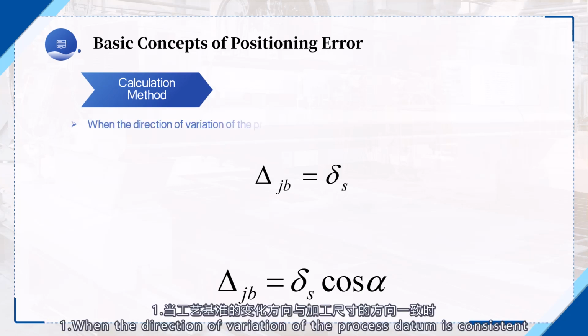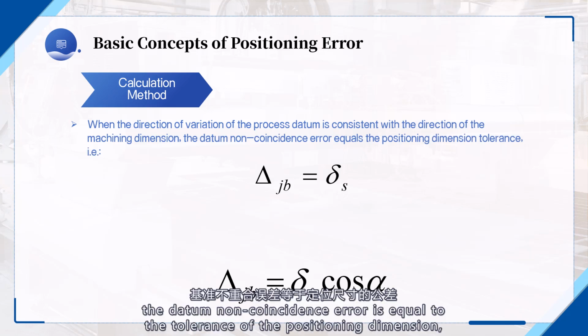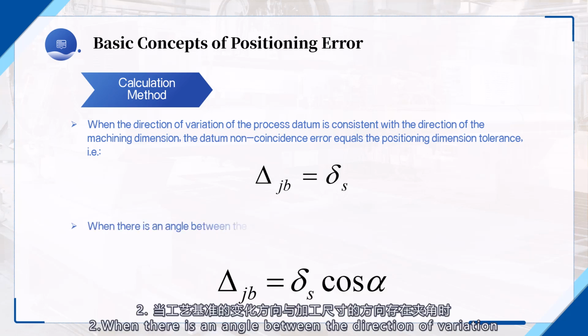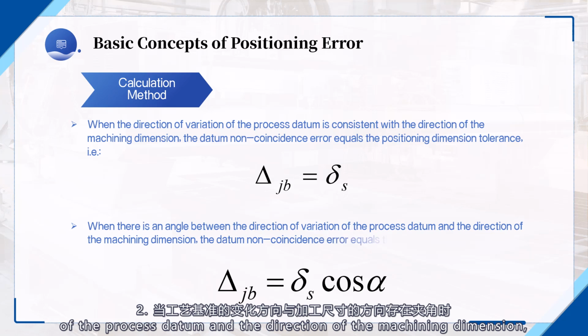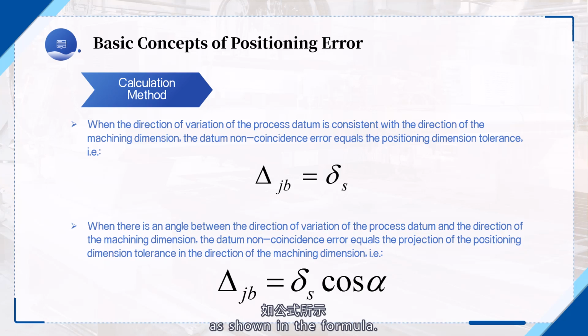1. When the direction of variation of the process datum is consistent with the direction of the machining dimension, the datum non-coincidence error is equal to the tolerance of the positioning dimension, as shown in the formula. 2. When there is an angle between the direction of variation of the process datum and the direction of the machining dimension, the datum non-coincidence error is equal to the projection of the tolerance of the positioning dimension in the direction of the machining dimension, as shown in the formula.